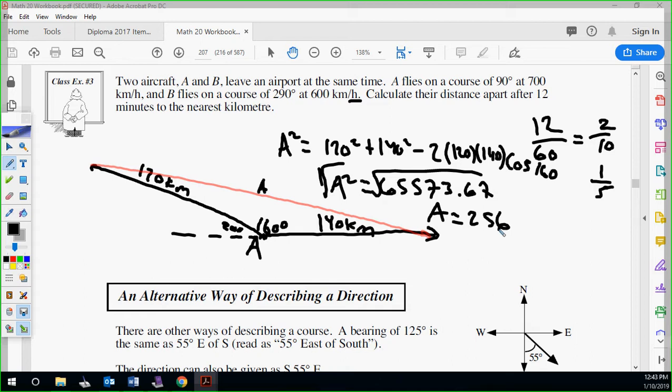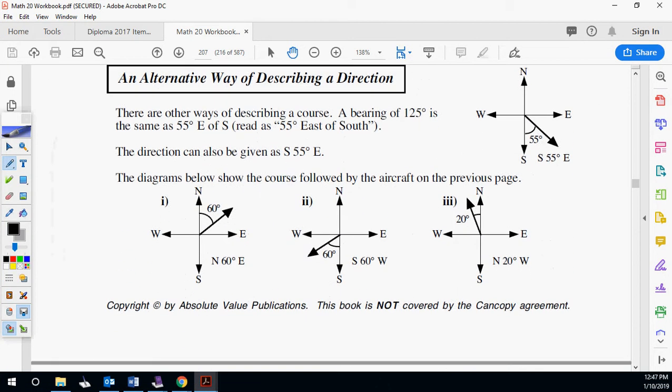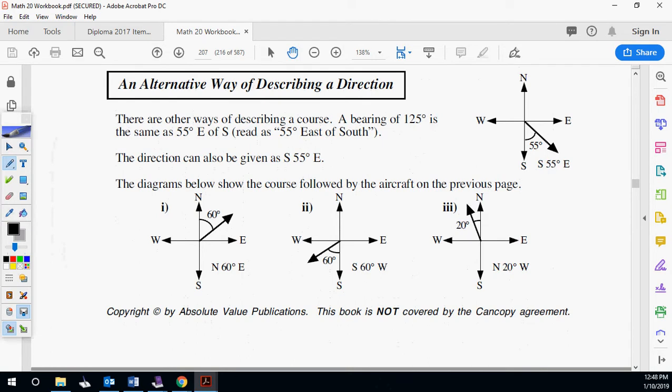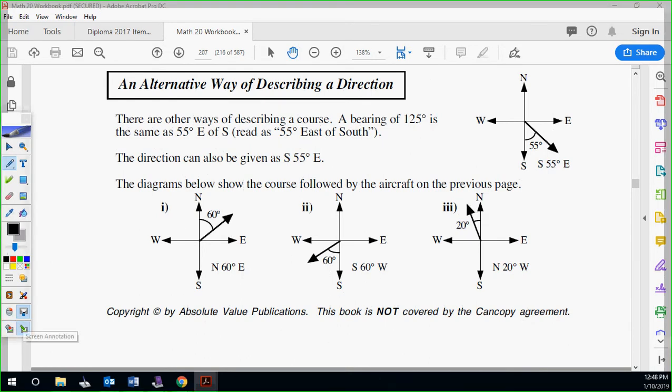The other way, which some people actually like a little bit better because it's more specific, is that they tell you direction. So describing direction, they say there are other ways of describing a course. A bearing of 125 is the same as 55 east of south. That means you go down to south and you kick over 55 east. So south 55 east. Like this one right here is north 60 degrees east. This one is south 60 degrees west, north 20 degrees west. So it's just telling you which way to go and how far.